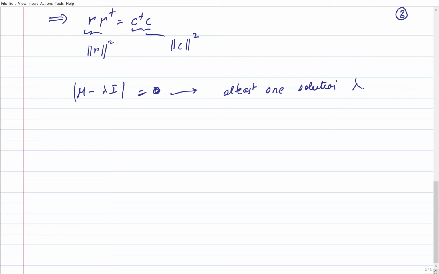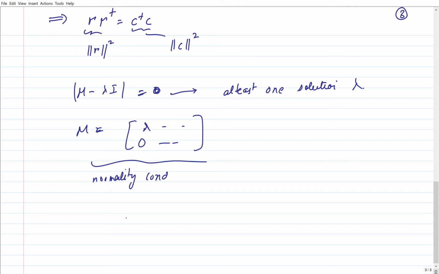If it has one eigenvalue, M can be written as lambda, something, 0, and something. You can check that this is going to be the eigenvector, so we've written this first column as the eigenvector. But now we know that the normality condition holds in any basis. So what does the normality condition imply?